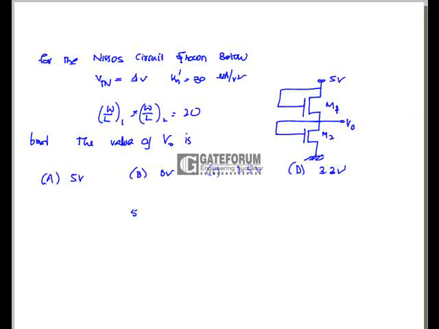That means 5 volts is nothing but VDS1 plus VDS2. Both are perfectly matched, which means they can handle equal amounts of voltage. That is, Vout is nothing but VDS2, that is 2.5 volts, because they are both perfectly matched, VDS1 equals VDS2. So option C is correct.